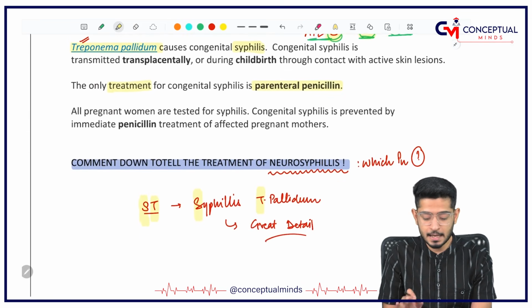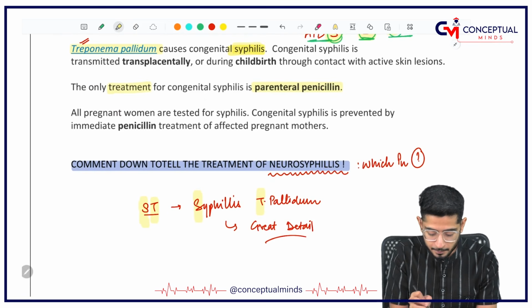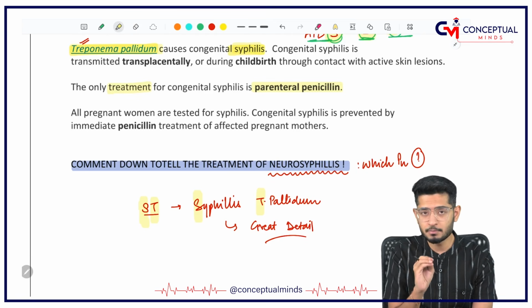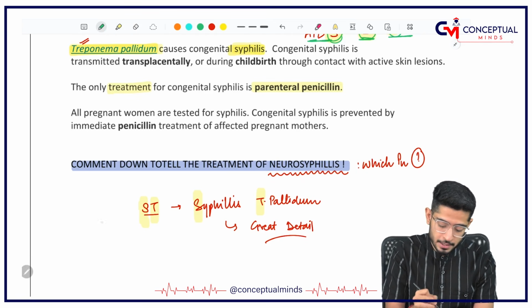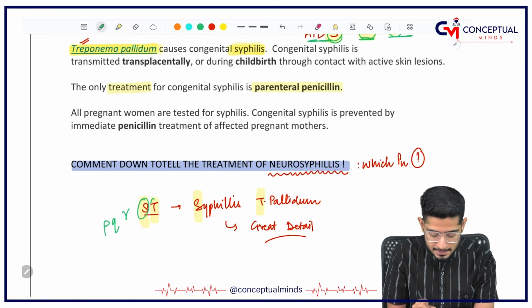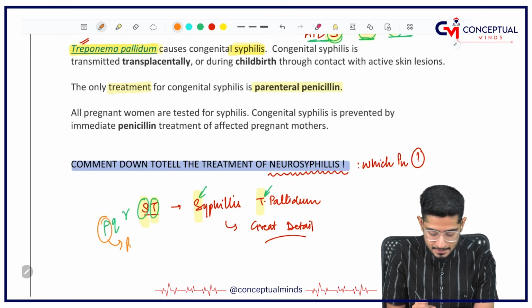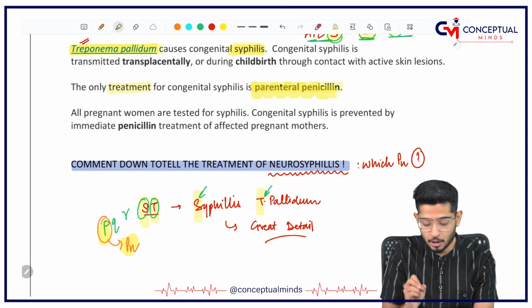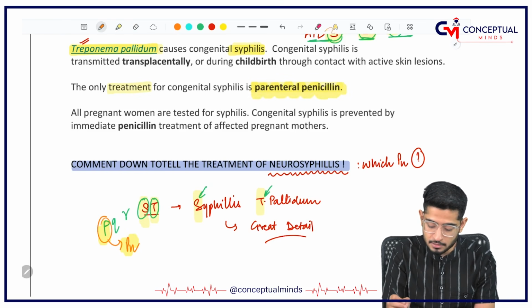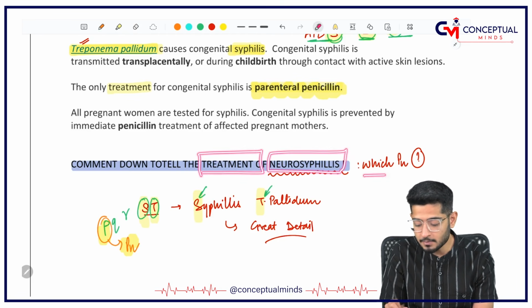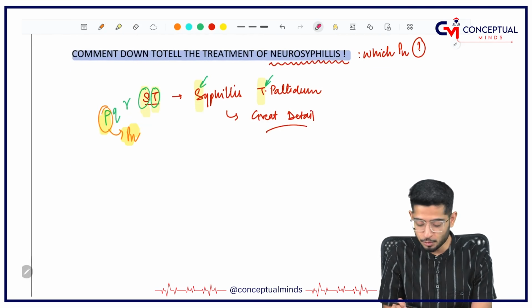Coming on to syphilis. Syphilis is caused by Treponema pallidum, but it itself is a big topic, so we will discuss in detail later. Just now remember the mnemonic PQRST, S and T come together. So S for syphilis, T for Treponema pallidum, and what is P? P for penicillin. So this is the drug which is given, parenteral penicillin. Okay. Now you all comment down and tell me which penicillin is given in neurosyphilis.